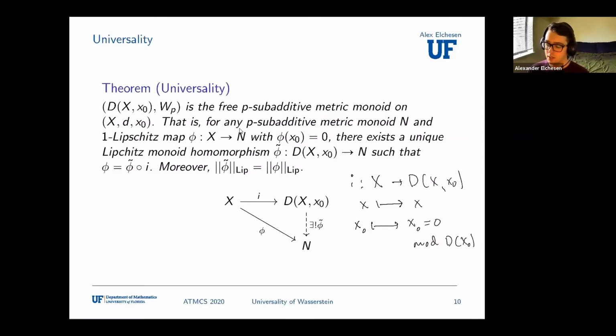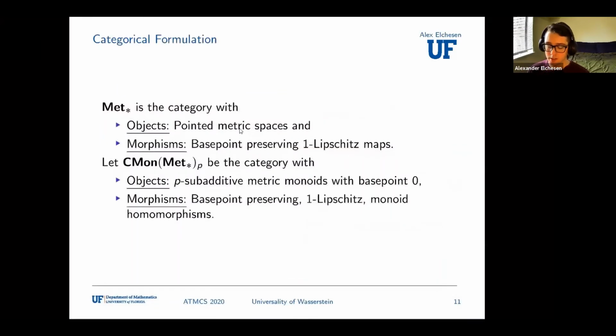Okay, so let me state this categorically before I give some applications. Let Met star be the category whose objects are pointed metric spaces and whose morphisms are base point preserving one-Lipschitz maps. And then CMon Met star sub P is the category whose objects are these p-subadditive metric monoids with the base point chosen to be 0, and the morphisms are base point preserving one-Lipschitz monoid homomorphisms. And this base point preserving condition is actually redundant since monoid homomorphisms always map 0 to 0.